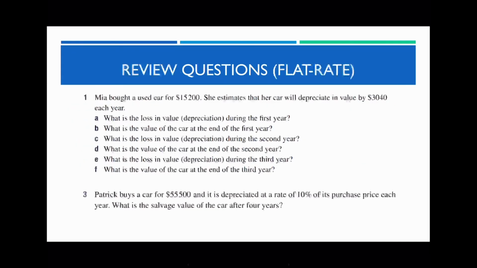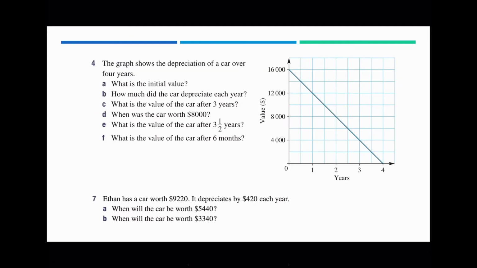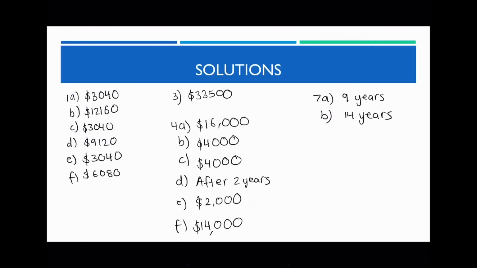I also have questions for flat rate depreciation. In this case, you know it's flat rate because it tells you this goes down by the same amount, $3,040 every single year. For question 3, it says 10% of its purchase price each year, because it's depending on its principal or purchase price. This is an example of flat rate as well. Answer these 2 questions as well, and these are the answers.